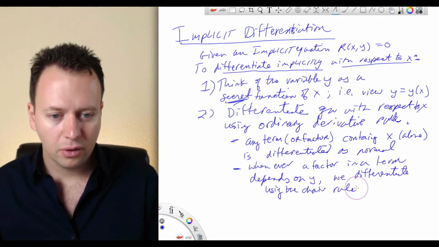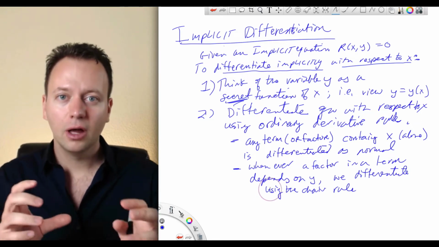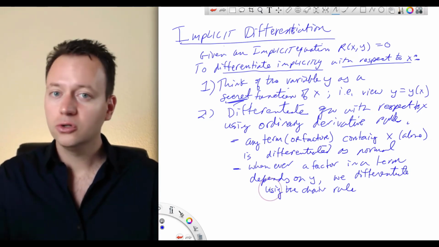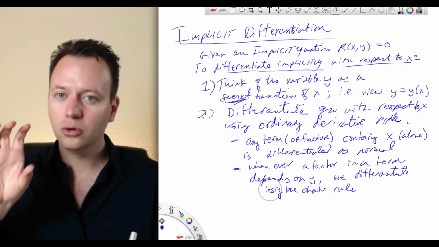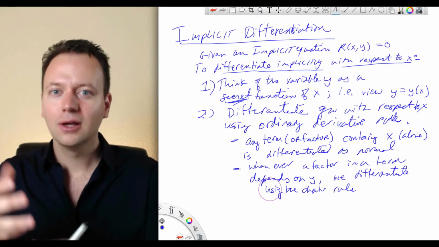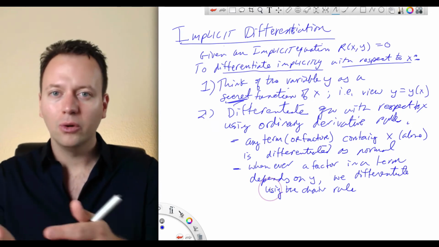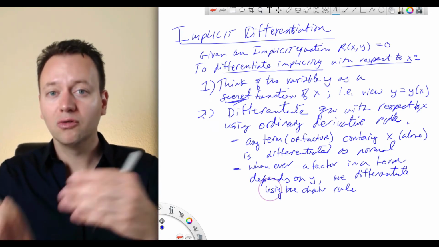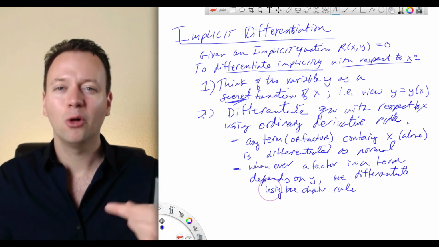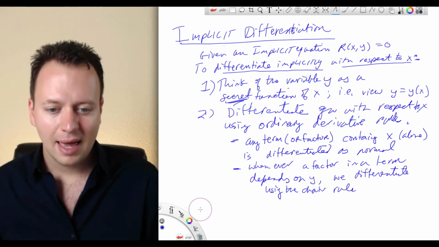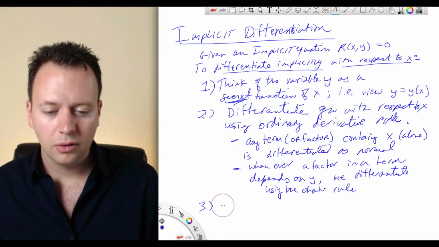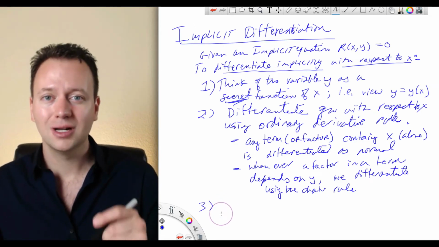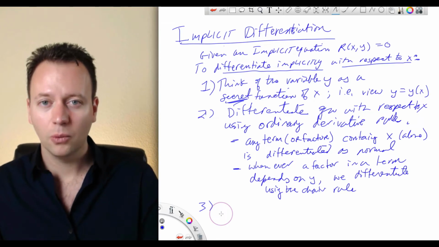And then if you have a term that has a function of x times a function of y, just use the product rule. When you're taking the derivative of the function of x, you take the derivative as normal. When you're taking the derivative of the factor that's a function of y, you take the derivative with respect to y and then multiply by dy dx. In the end, when you're finished, you obtain basically an algebraic equation in the derivative dy dx.